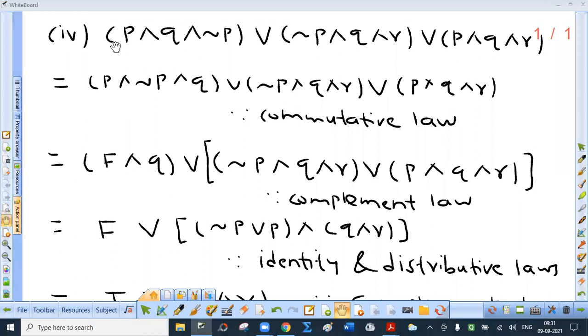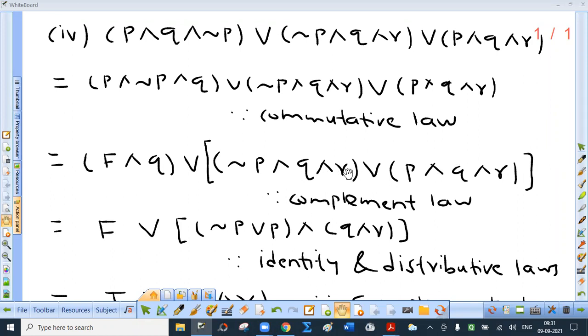Fourth one. See, P and Q and not P. In the first step, using commutative law, I have written P and not P. Basically, this is conjunction and P and not P is false. So false and Q is false only. But we have to write this in two steps. So commutative law, then P and not P is false. That is complement law. False and Q is false. That is identity law.